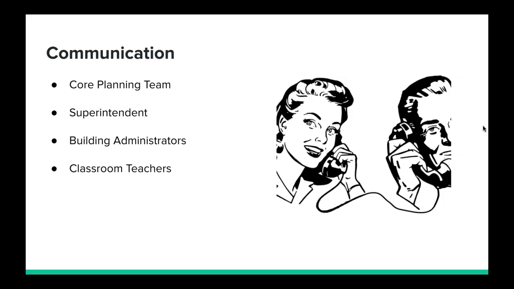And then building administrators and classroom teachers, they're going to be communicating with those stakeholders that they're in more immediate contact with, which is primarily parents. So they are focused on building level. Superintendent and core planning team is focused more on the whole district and community level. So, once the core planning team has assessed what is working, what's not working, we have to have that process in place just to communicate with everyone and make sure that everybody is on the same page.